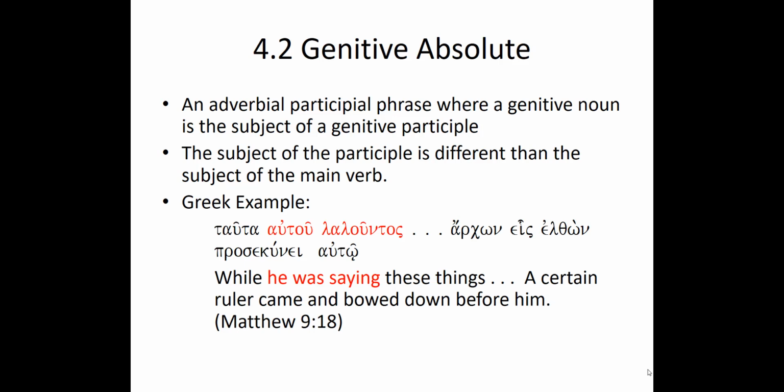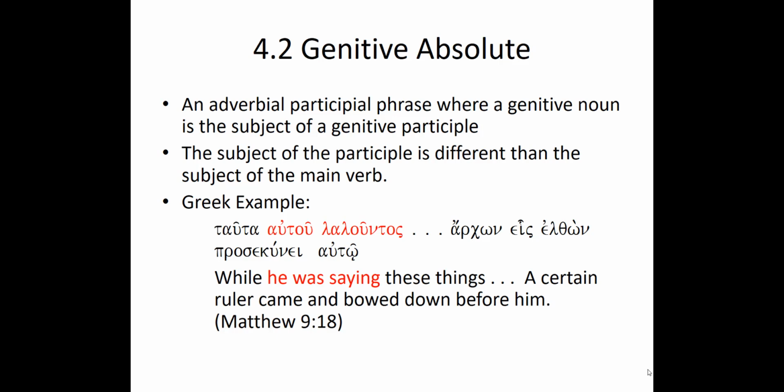Tauta autou laluntas. Autou is genitive. The participle laluntas is genitive. And then over here we have archon, heis, elthon, pros ekune auto. So in the main clause, we have a ruler bowed down. An archon, pros ekune. So a ruler bowed down.